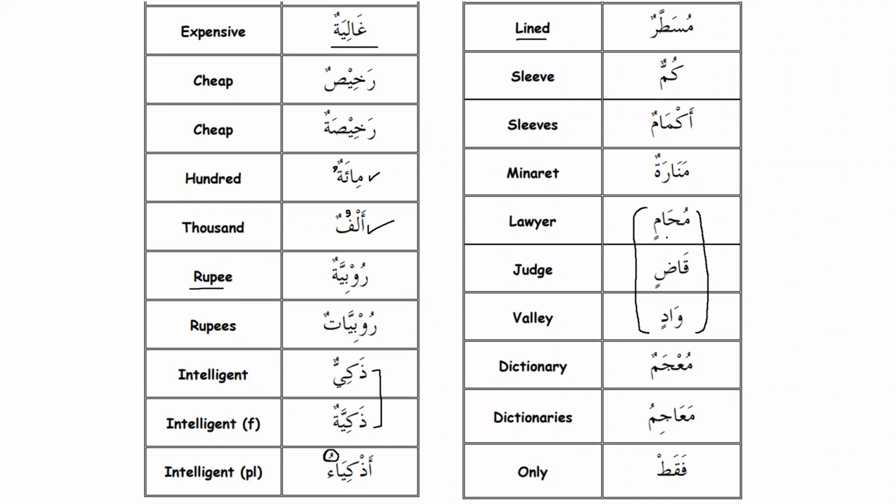So what will be the feminine form of muhamin? It will be muhamiyatun, right? So when we say feminine, the ya will come back. Muhamiyatun, lawyer. Then we have qadin, judge, and the feminine of qadin will be qadiyatun. We have radin, and the feminine of radin is radiyatun. Then we have wadin, and the feminine of wadin will be, well done, wadiyatun. Okay. Then we have mu'jamun, dictionary, and the plural is ma'ajimu, also mamnu min as-sarf, on the pattern of mafa'ilu, and faqat means only.